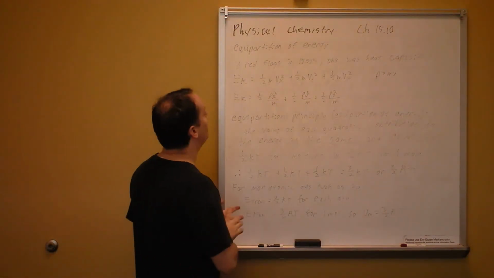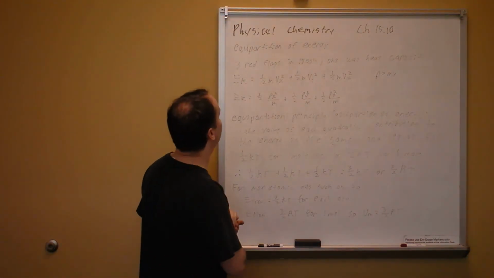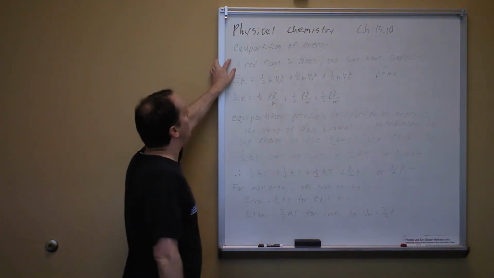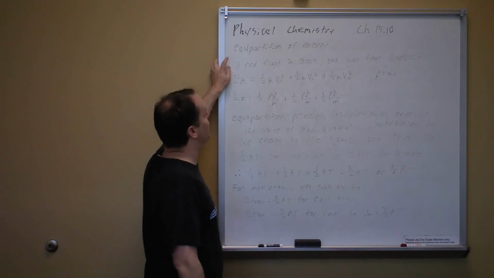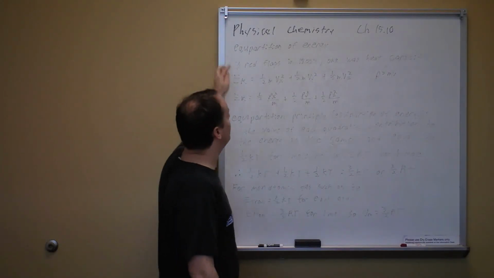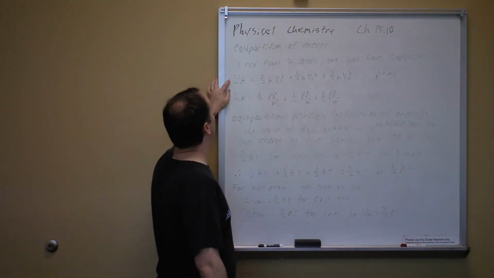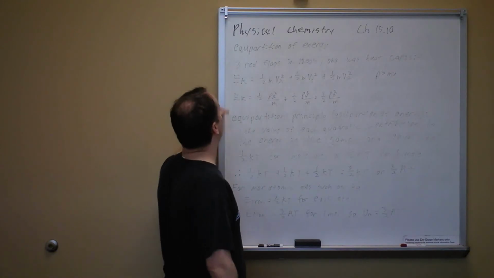All right, continuing on Physical Chemistry, Chapter 15, we're in Section 10 now. We're talking about the equipartition of energy. Now, in the 1800s, there were 3 red flags that something was not quite right about classical mechanics. One of these red flags was heat capacity. So that's what we're going to be talking about now with this equipartition of energy.